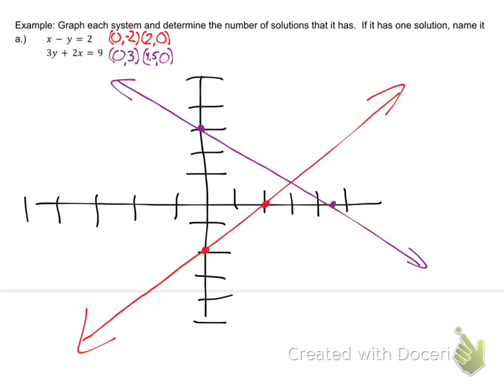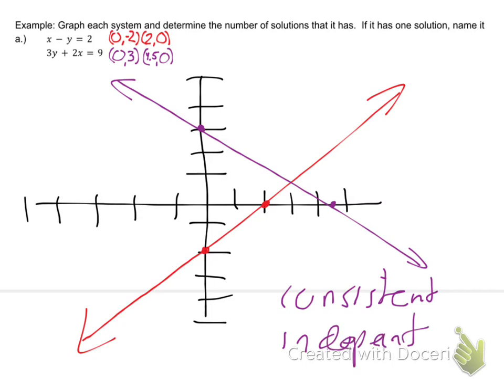So, how many times do they cross? Once. So this thing would be called consistent, independent. Because there's a solution right here. And what would that solution be? Exactly 1. What would the point actually be? 3, 1. It's consistent and it's independent.